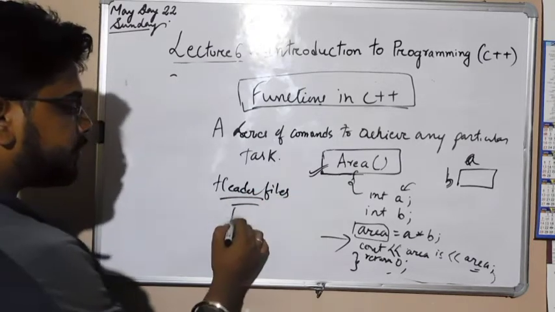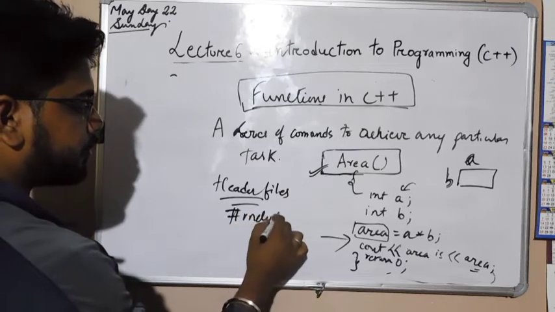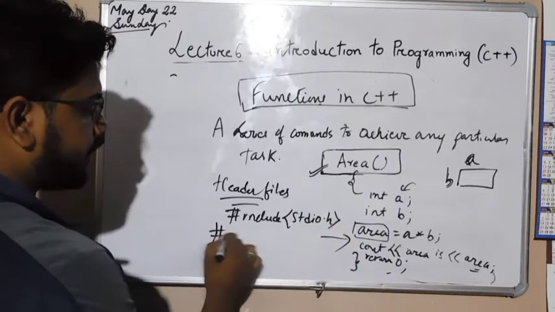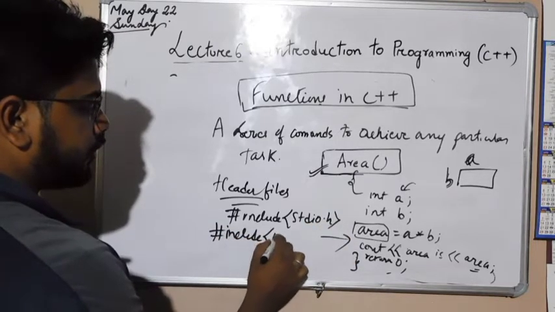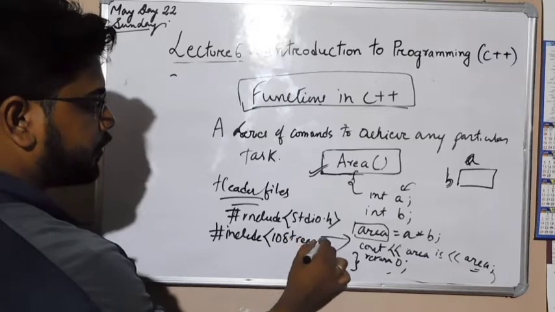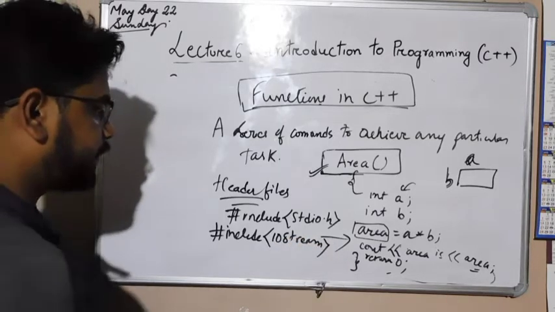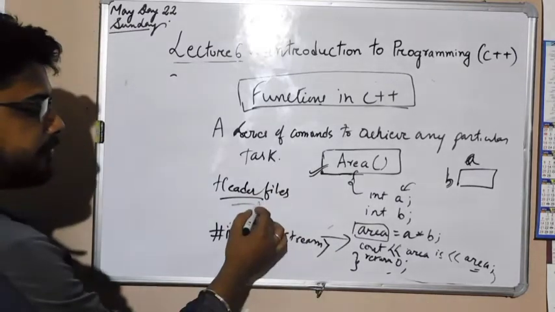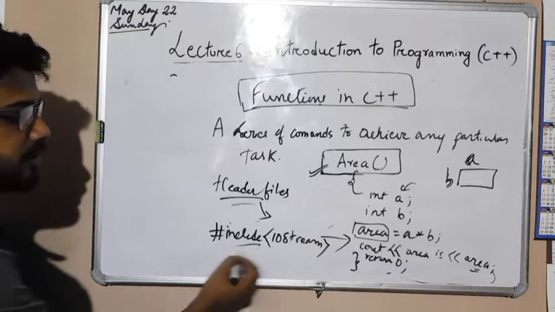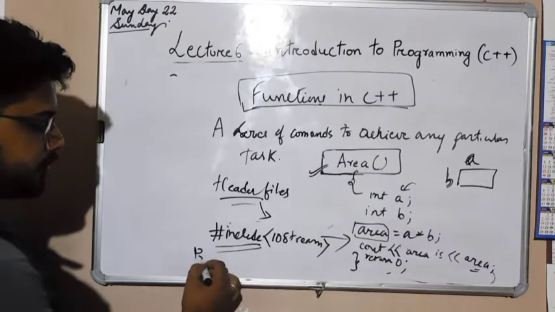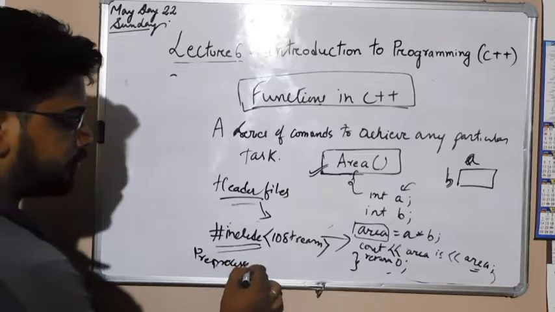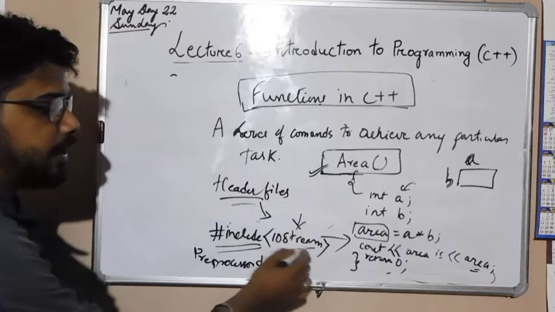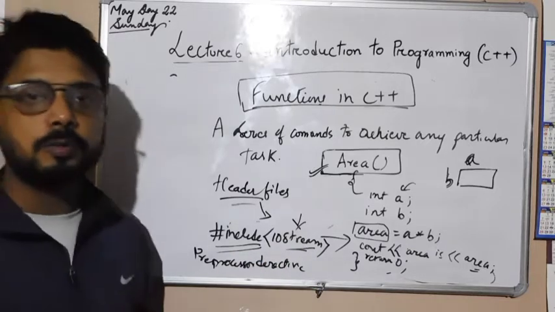Now what are header files? I told you this. Or maybe hash include iostream. Right? Hash include iostream. Let's say this iostream. So this header file, hash include iostream. Hash include is the preprocessor directive. And this, my dear friends, is the header file iostream. iostream stands for input output stream.